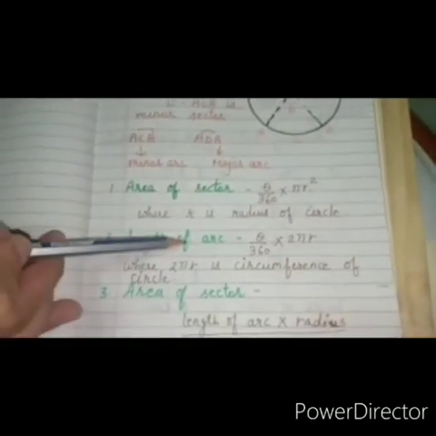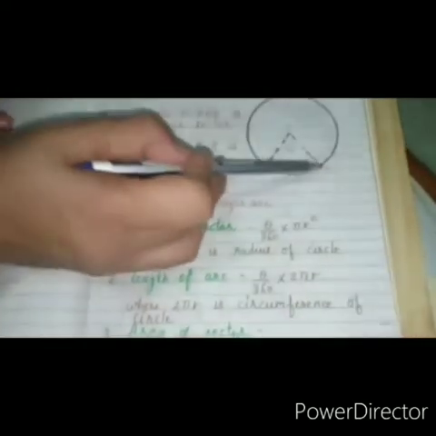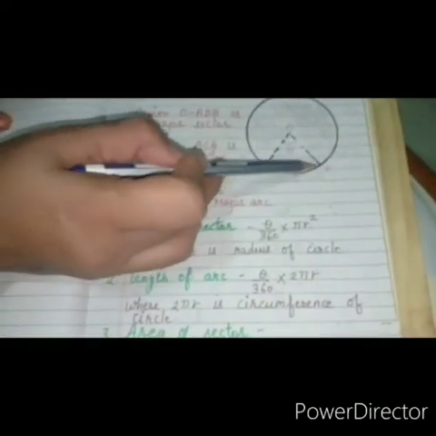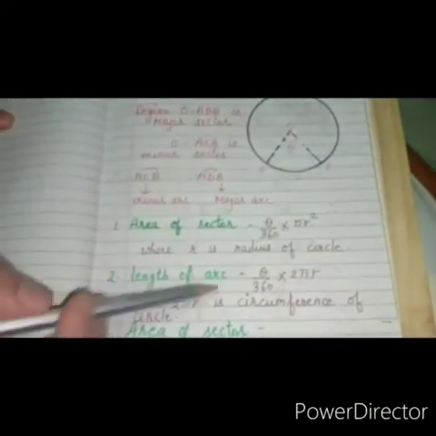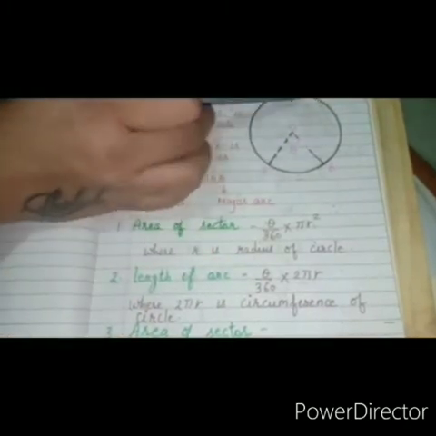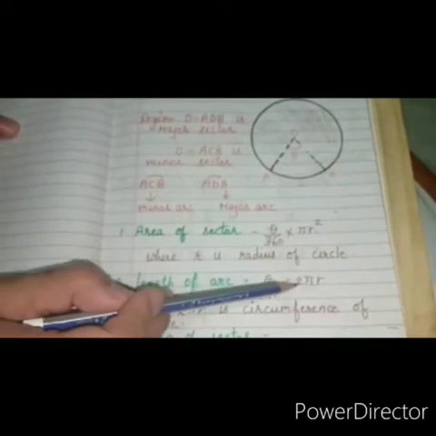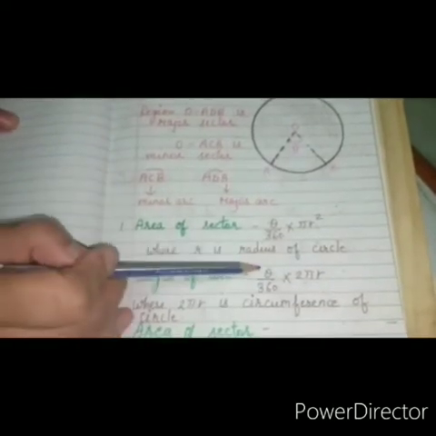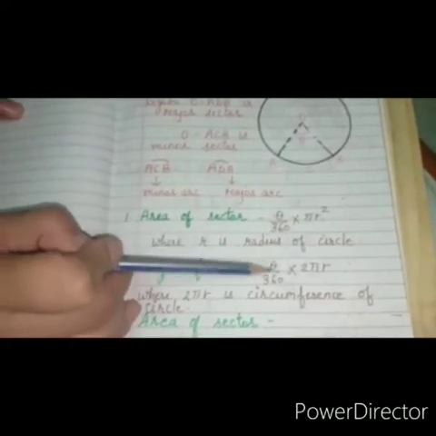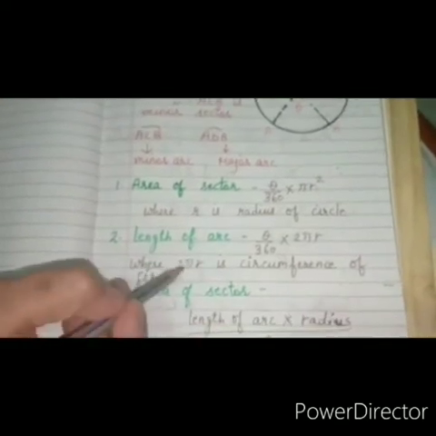Now length of the arc. The length of the arc means this arc length. You have to find out how much length this arc is. As we know, the whole arc of the circle is the circumference, that is 2 pi r, and again theta upon 360, that is the angle. Here 2 pi r is called the circumference of the circle.